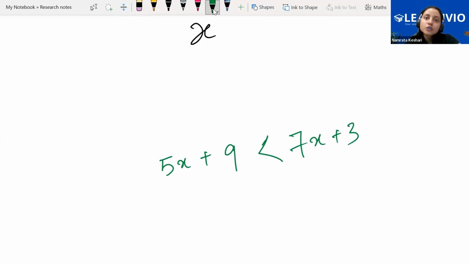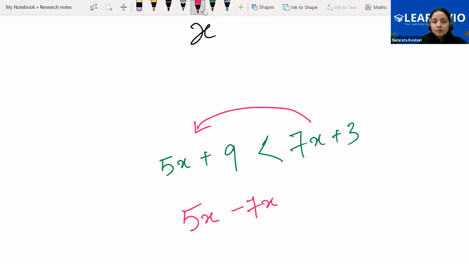The way we solve an equation, the same way we will solve the inequality. If there were an equal to sign, how would you find the value of x? Like that only we will solve this. We collect all the variables on one side and keep the constants on the other side. So this 7x we can take to this side: 5x minus 7x. The sign we maintain as it is. 9 goes to the other side, we transpose it just like an equation: 3 minus 9.